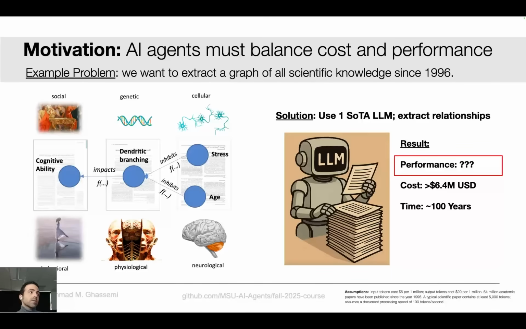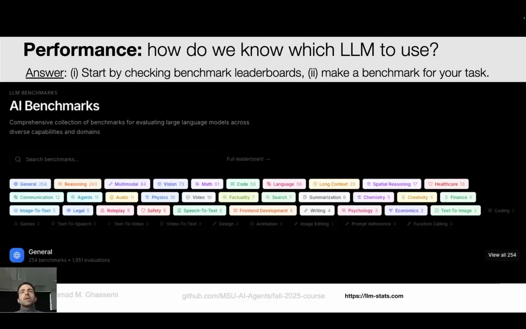Let's start with the first one, in many respects the most important one, which is the performance. We don't even know what it is right now. So how would you know which LLM to use? How would you know what your anticipated performance would be if you chose ChatGPT versus Claude versus Qwen versus DeepSeek and so on?